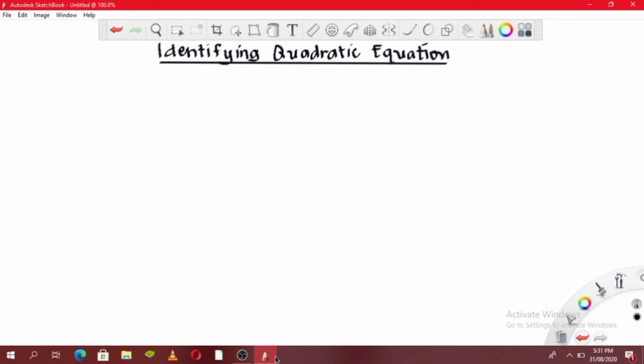So today we will discuss how to identify a quadratic equation. Paano natin malalaman kung ang given equation ay quadratic or not. So let's define a quadratic equation first.